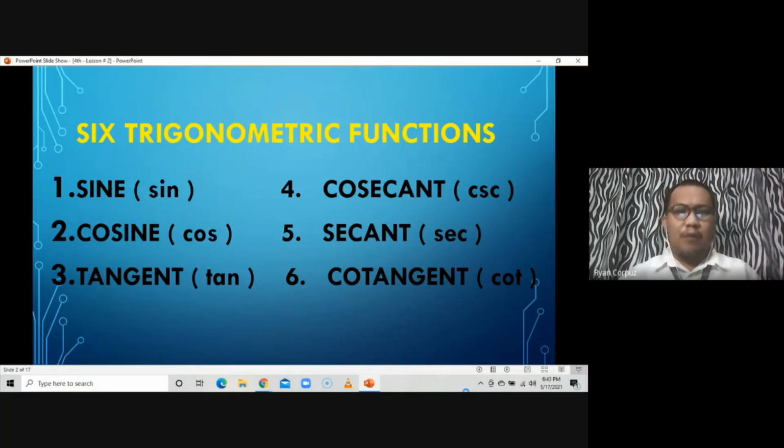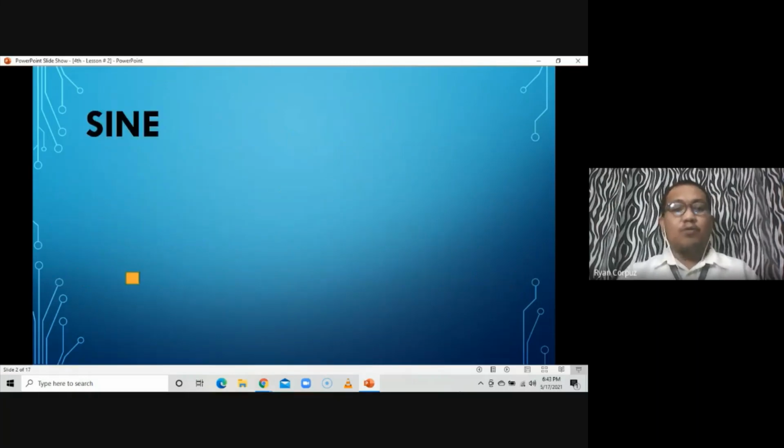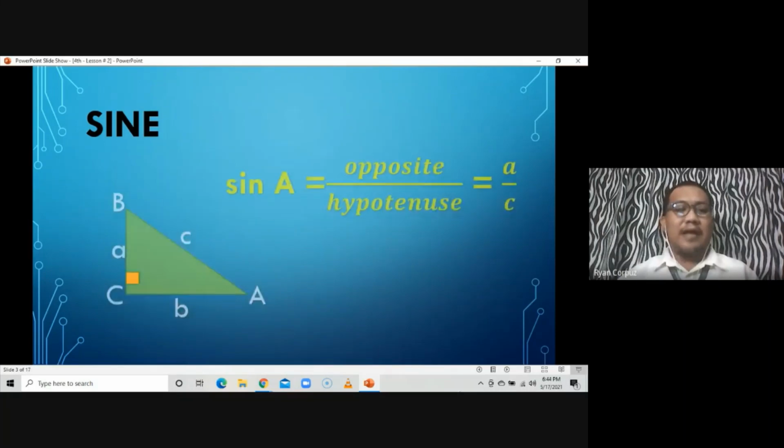Since we are talking about ratio, we are dealing here with a fraction. So what are those trigonometric ratios that we are pertaining to which use these 6 trigonometric functions? Isa-isahin natin yung anim na yon. So unahin natin yung sine.